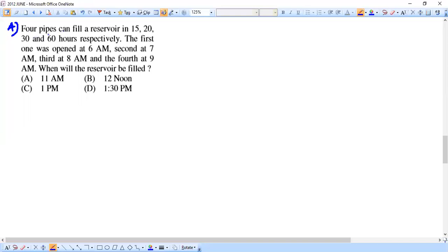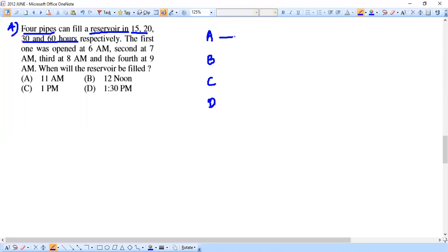There are 4 pipes, it's given. They can fill a reservoir. Let's have it to be some tank. They are going to fill some tank in 15, 20, 30 and 60 hours respectively. Let's have the 4 pipes to be pipes A, B, C and D. So A is the first pipe, B is the second pipe, C the third pipe and D is the fourth pipe.